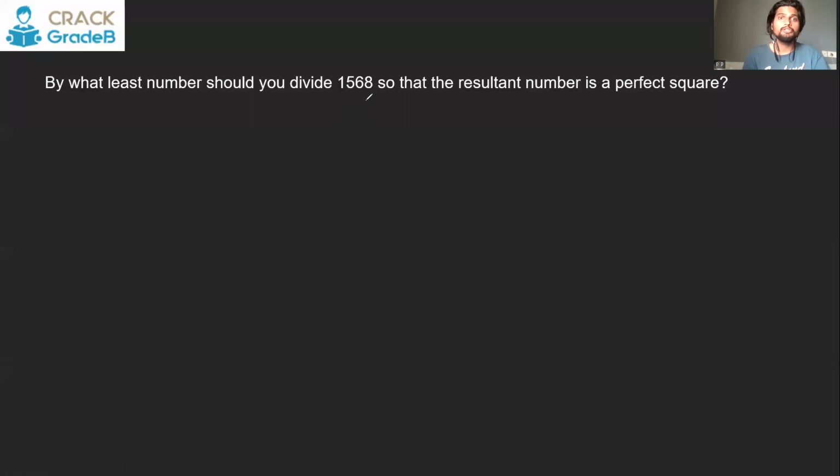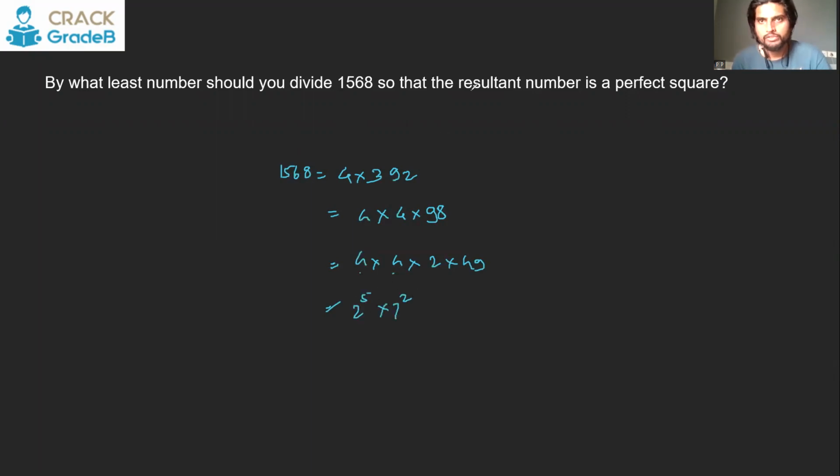By what least number should you divide this so as to make a perfect square? So 1568. First, if we had to write the prime factorized form, it could be 4 into 392. Again, we can divide 392 by 4, giving 4 into 98. Again, we can write 98 as 2 into 49. So now we know this is 2 to the power 2, 2 and 2, and that 2, 2 and 1, that is 2 to the power 5 into 7 raised to power 2. So this is the prime factorized form of this number.